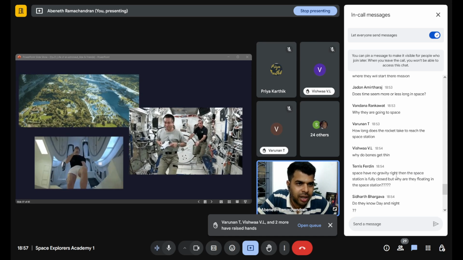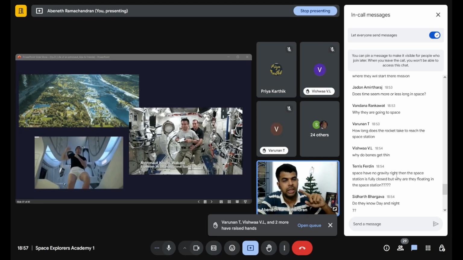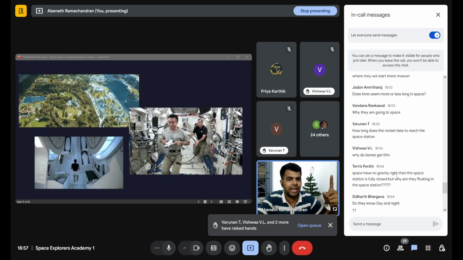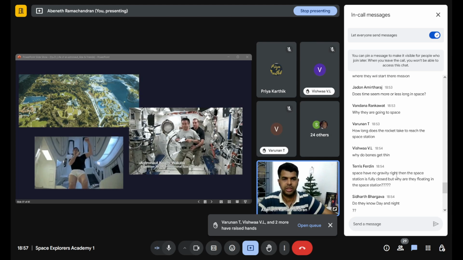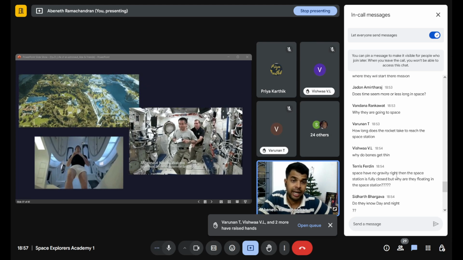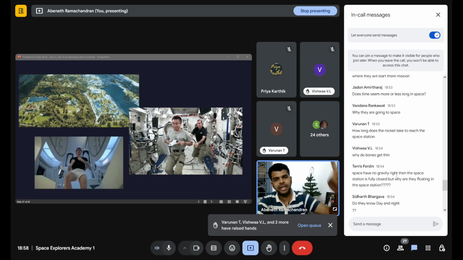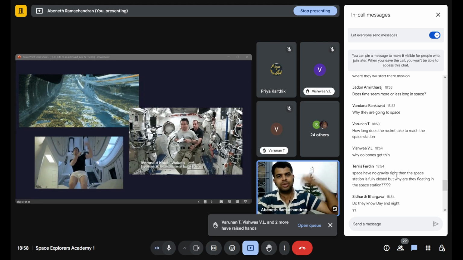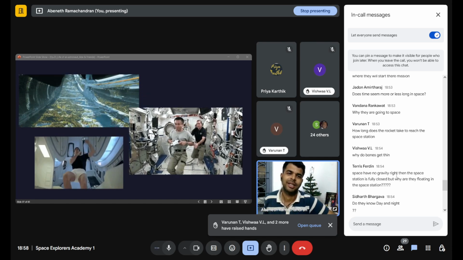How long does the rocket take to reach the space station? Based on the transit time to approach the International Space Station from the launch site, it will take somewhere between 6 to 8 hours, and it will take 3 days to go from Earth to the Moon. So you have to travel 3 days, and that is when you can go to the Moon if you have the most powerful rocket pointing at the Moon.